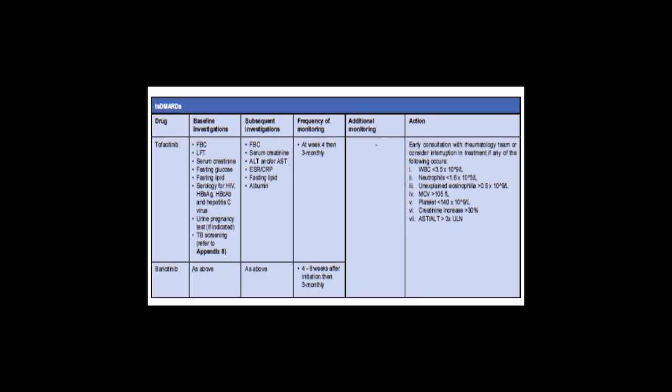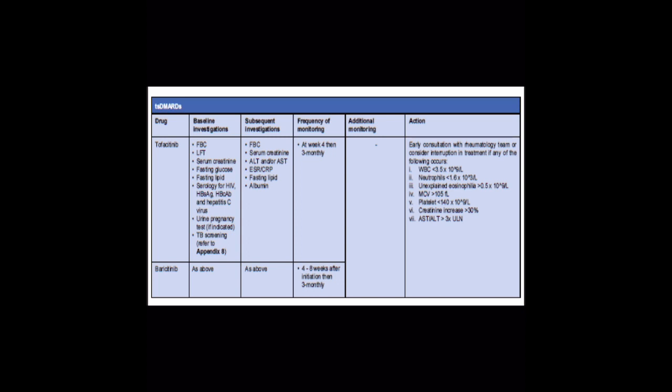neutropenia, total white less than 3.5. Leukopenia, total white less than 3.5. Neutropenia less than 1.6. Raised MCV. Thrombocytopenia, creatinine increased 30%. Abnormal liver function more than 3 times the upper limit. Unexplained reduction of albumin, less than 30 grams per deciliter. Refer to the rheumatologist immediately.